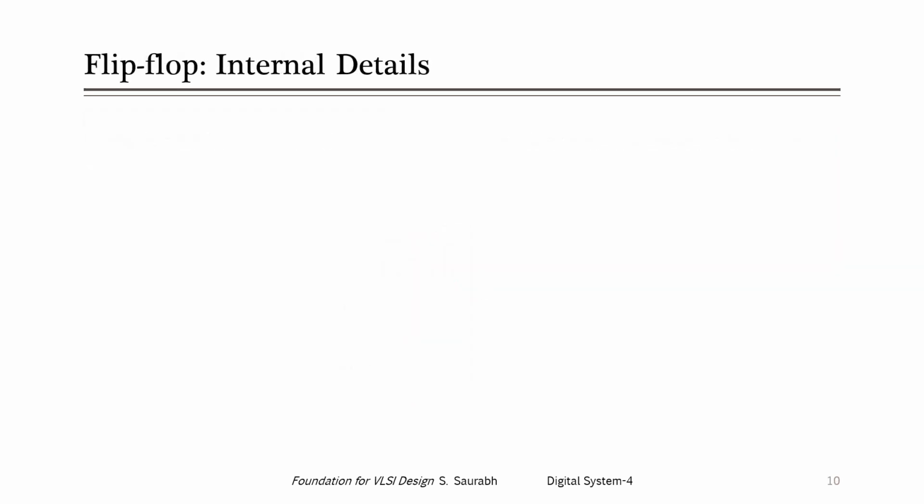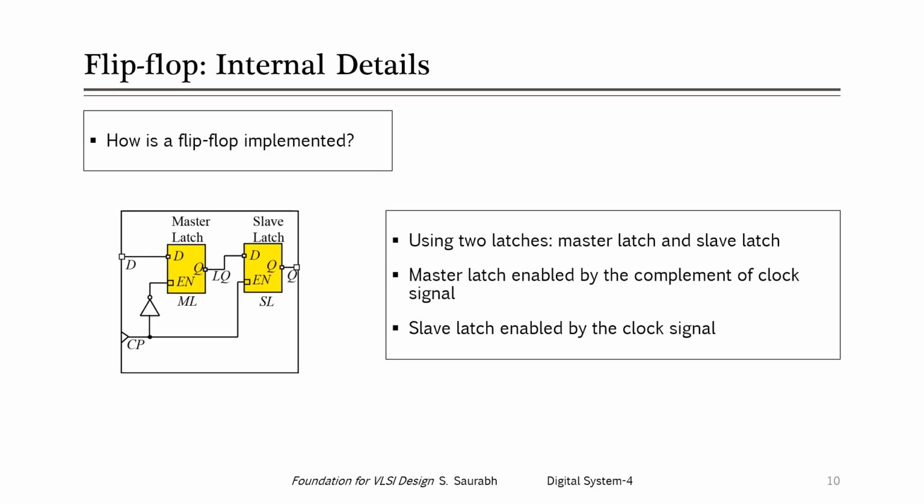Now let us look into the implementation of a flip-flop. A flip-flop can be implemented using two latches. The first one is the master latch and the second one is the slave latch. Notice that the master latch has a clock signal going through an inverter, and to the other latch, the clock signal is going without any inversion, right? So now how does it perform the work of a flip-flop?